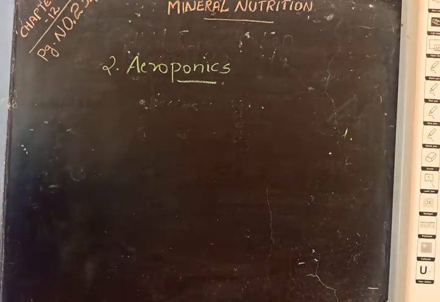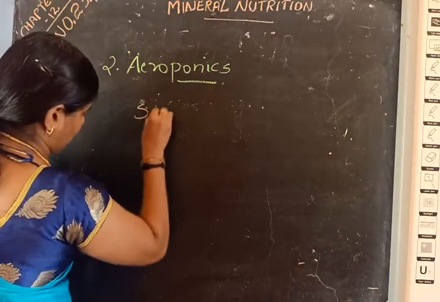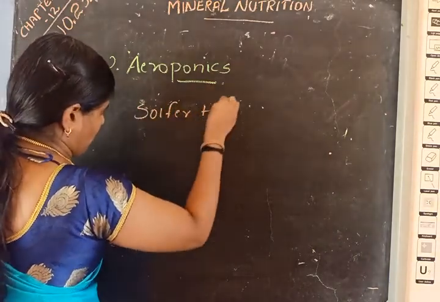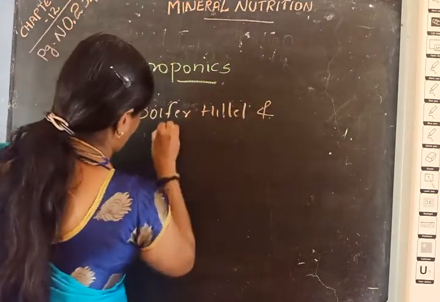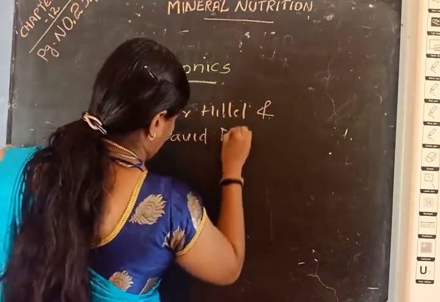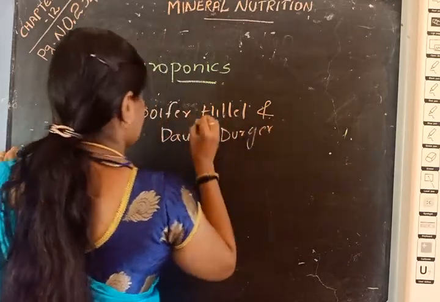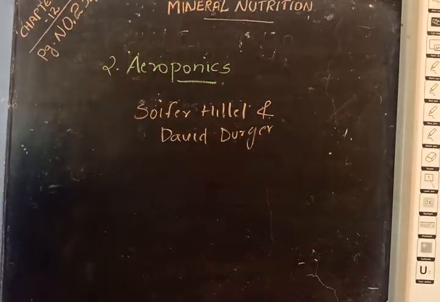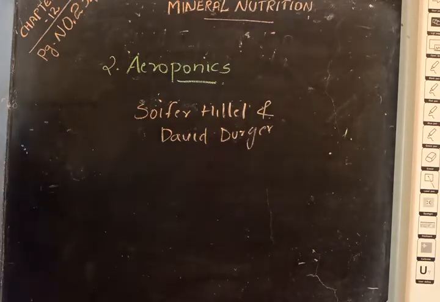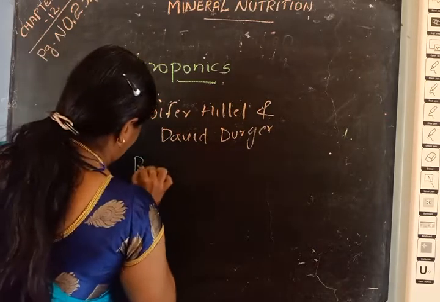The second one is aeroponics. Sayford Hill and David Turger, those scientists, jointly developed this technique. In this technique, roots are suspended in air and the nutrient solution is sprayed over the roots with the help of a motor. In aeroponics, the roots are suspended in air.